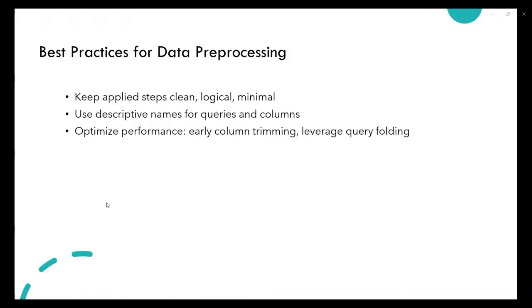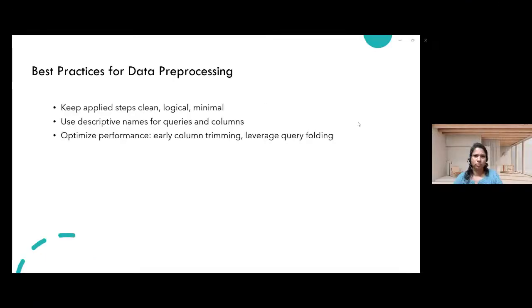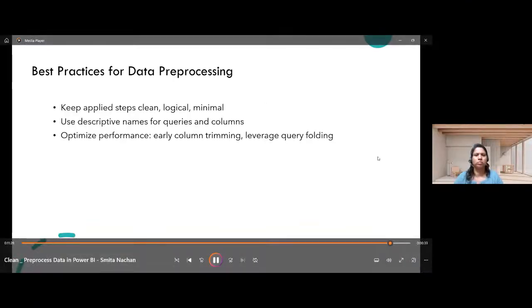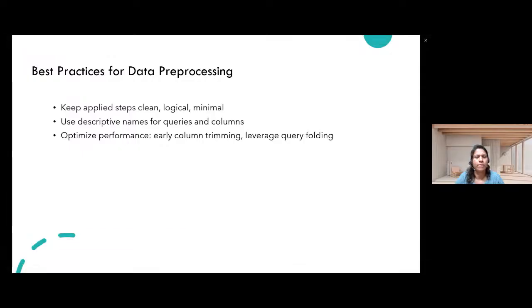And finally, optimize for performance. Here are two key tips. Perform early column trimming: remove the columns you don't need as early as possible to reduce the load on Power BI. And take advantage of query folding, which means letting Power BI push the transformation back to the data source so they are executed there instead of on your local machine. This makes your refreshes much faster and more efficient.